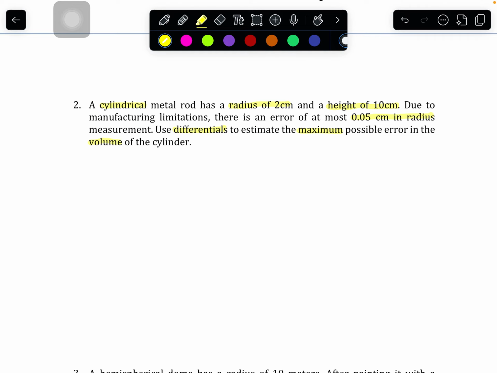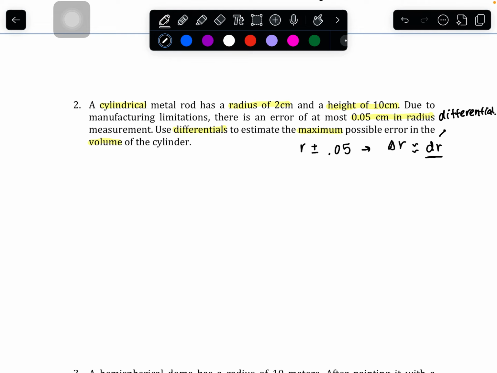Okay, so this means basically that the radius could be plus or minus 0.05. So that's like some margin of error we have. And this is pretty much going to be our change in radius, which is approximately dr. That's what a differential is, if you were wondering. So that's our differential. It's kind of like a derivative, but not quite, okay?